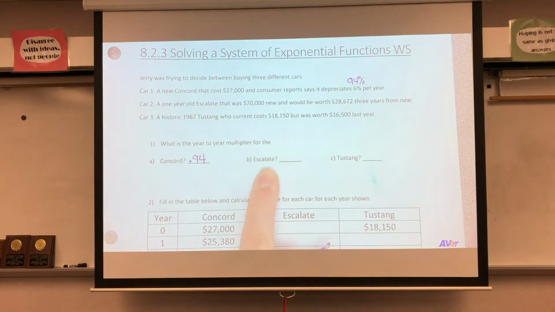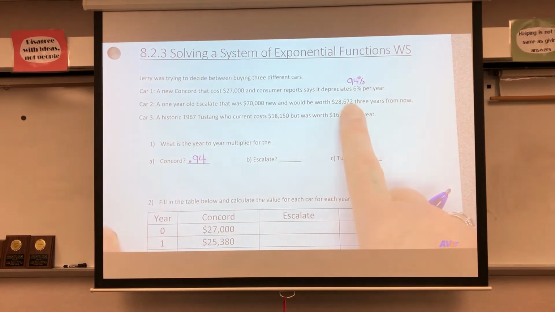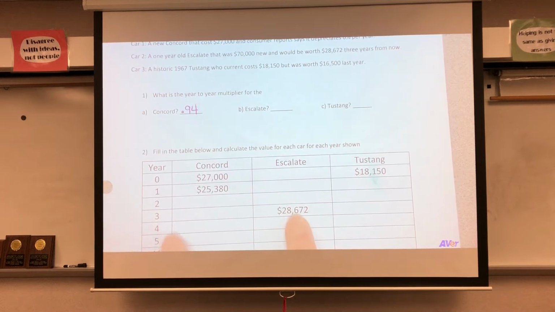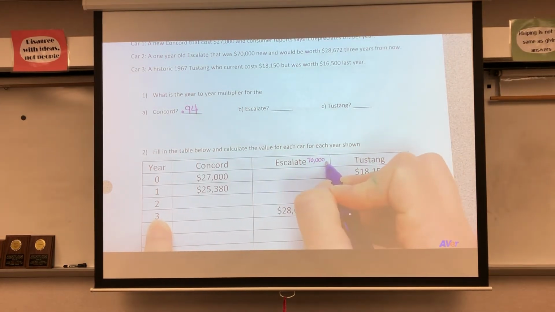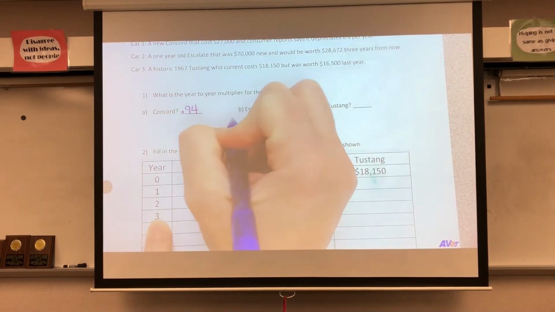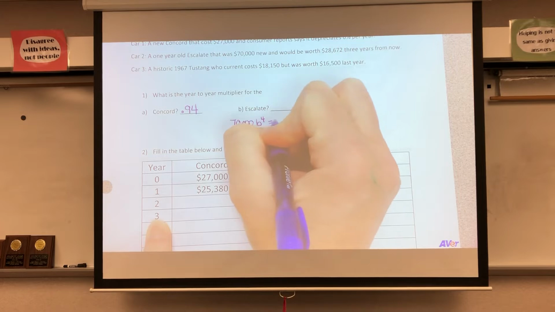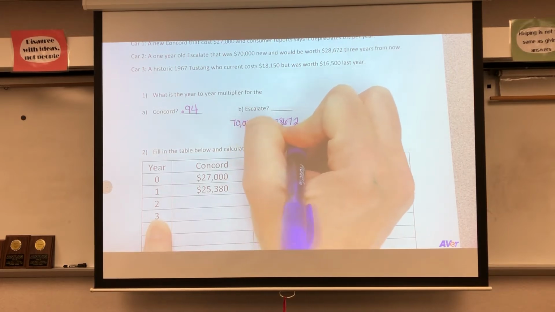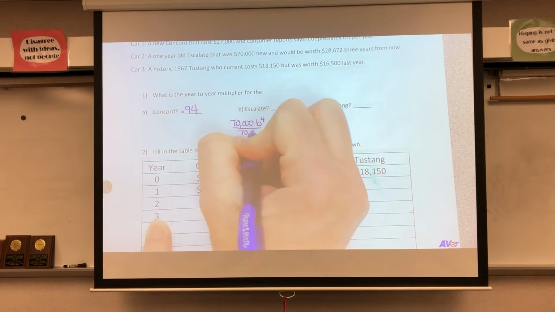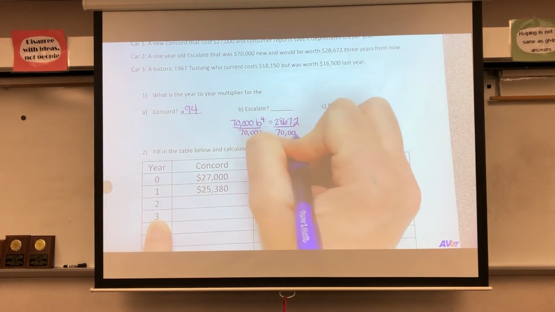The Escalante, the one-year-old one, that was worth $70,000 new, would be worth $28,672 three years from now. They started the chart for us, so notice 3 years from now. If it's 1 year old, that means it's almost up here, this like -1 spot. So I need to multiply times my multiplier, b, once, twice, 3, 4. So I need to do 70,000 times b to the 4th, which will be equal to 28,672. You divide by 70,000, divide by 70,000.